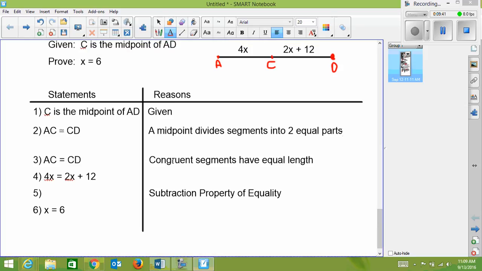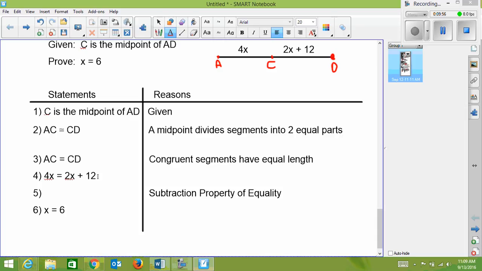So how do we know that? Congruent segments have equal lengths. So here I said it was congruent, and now here I'm saying it's equal. I'm really just writing this in another way. Then, how do I know that 4x equals 2x plus 12?